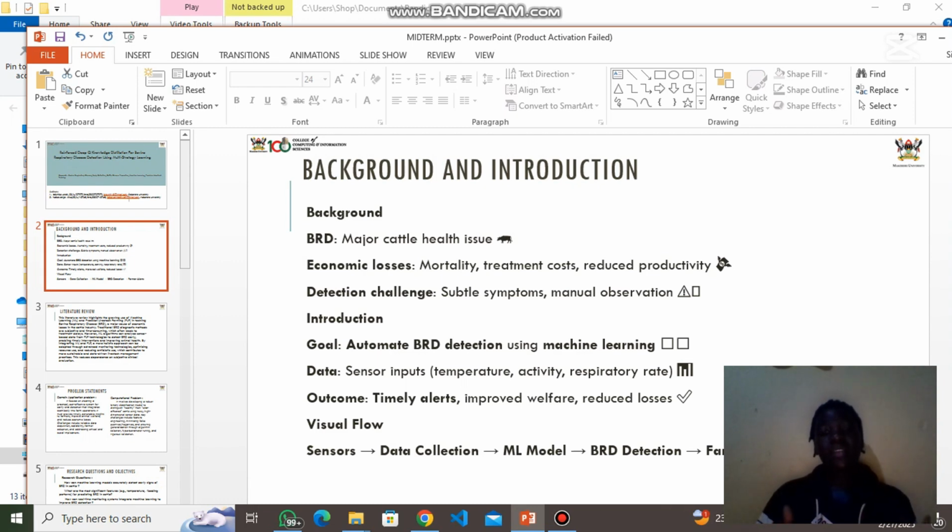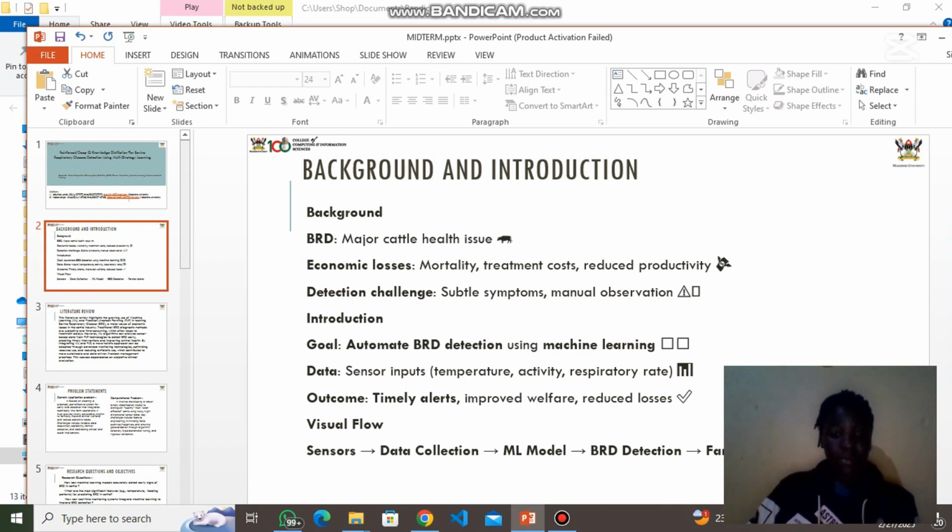Then the outcome, they are basically alerts, like it alerts the farmer with maybe with signs like reduced losses, like the moment the farmer maybe sees a sign of a reduced loss in cattle, that basically shows that the cattle is like it's not healthy. So automatically indicating that the cattle is affected by BRD disease.